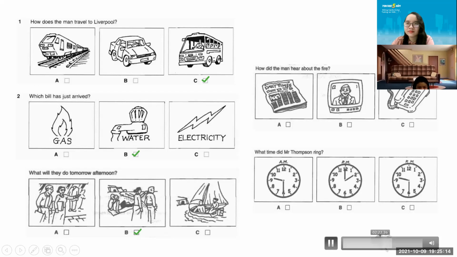Four. How did the man hear about the fire?